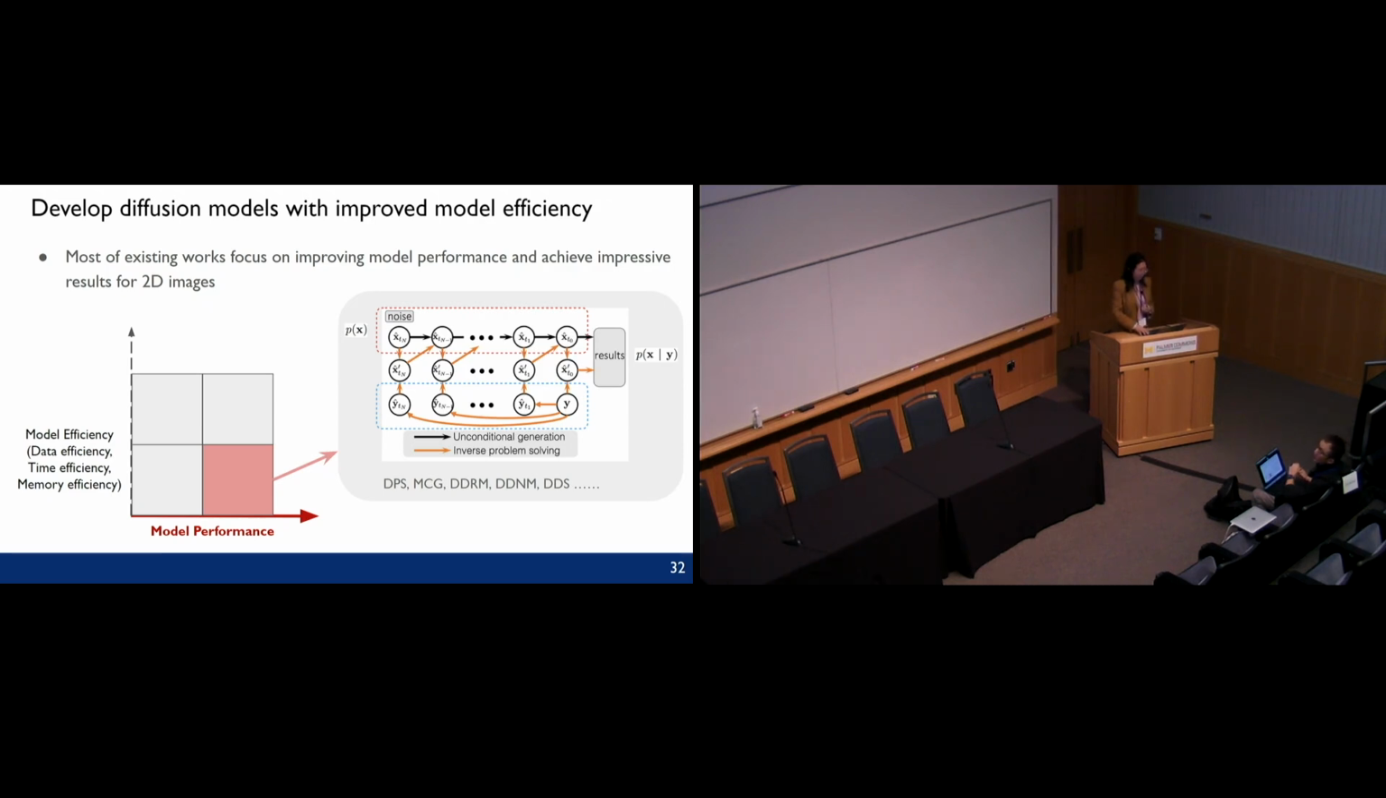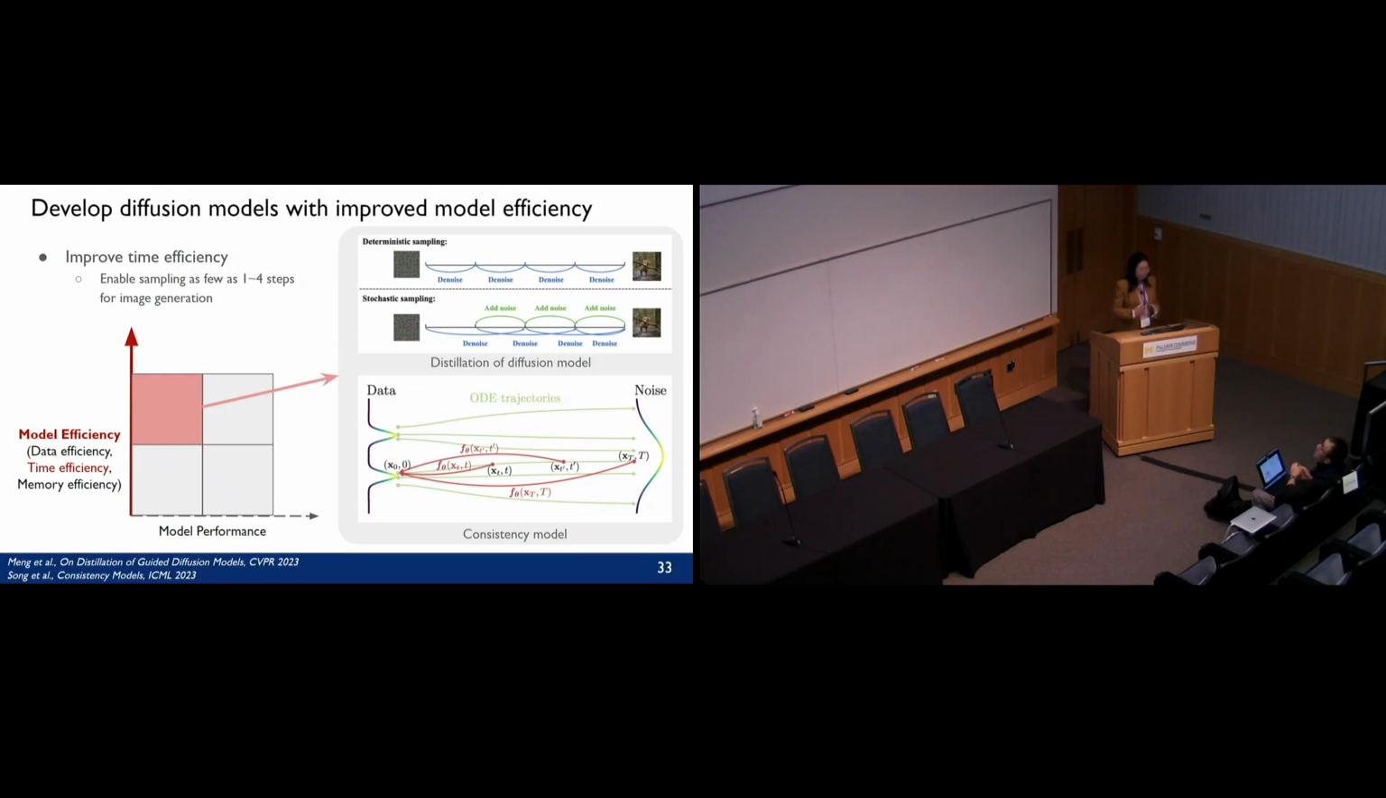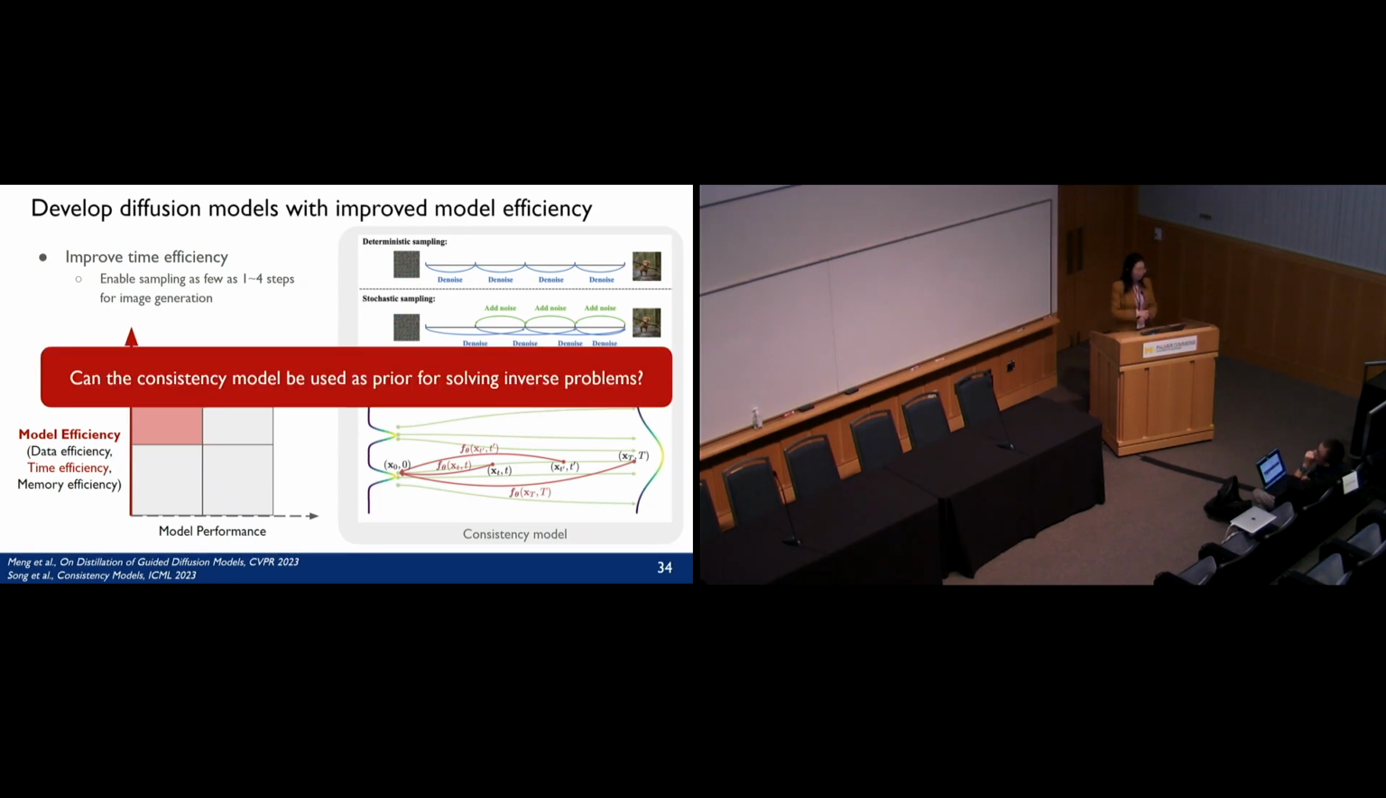And there are also, with the motivation to improve the efficiency of the diffusion model, pretty interesting works coming out, like the distillation of diffusion, like the consistency model, that can effectively improve the time efficiency of the sampling process of diffusion, reducing the number of sampling steps, or the NFE, to as low as 1 to 4 steps. This can be really cool, and they have shown pretty good results for the image generation task. But what if this kind of efficient model can be used for solving inverse problems?